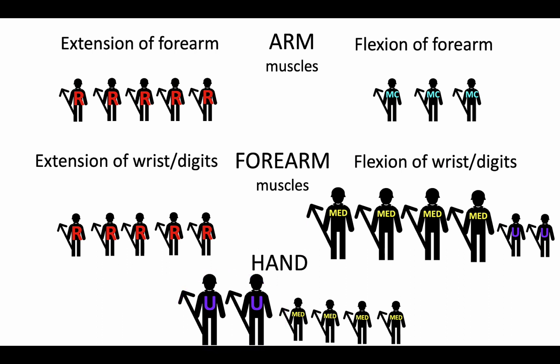You may also notice that median and ulnar soldiers range in size. Median soldiers are large in the forearm muscle section and smaller in the hand, and ulnar is the reverse of that due to how many muscles they innervate in each area. Median nerve innervates most of the anterior forearm muscles, but ulnar nerve innervates 1.5, whereas in the hand, most of the intrinsic hand muscles are innervated by ulnar nerve and only 5 are innervated by median nerve. So I use size to represent that relationship.